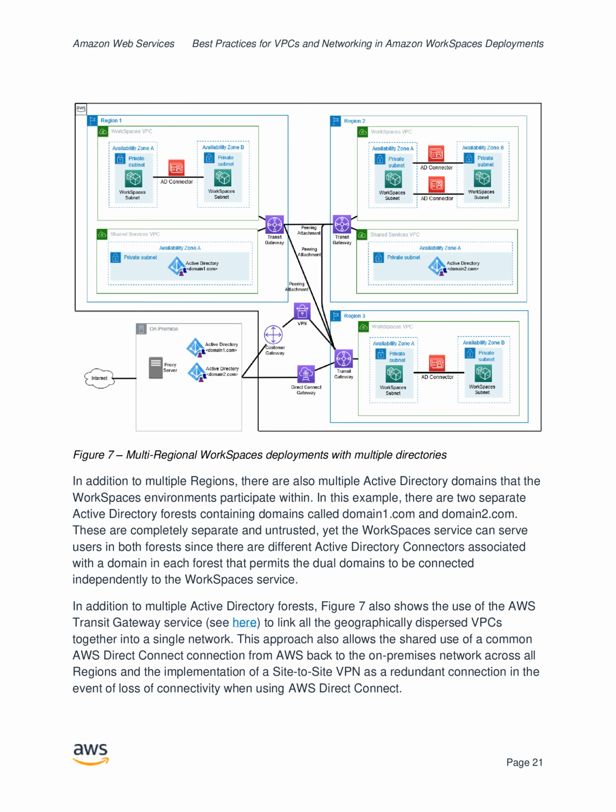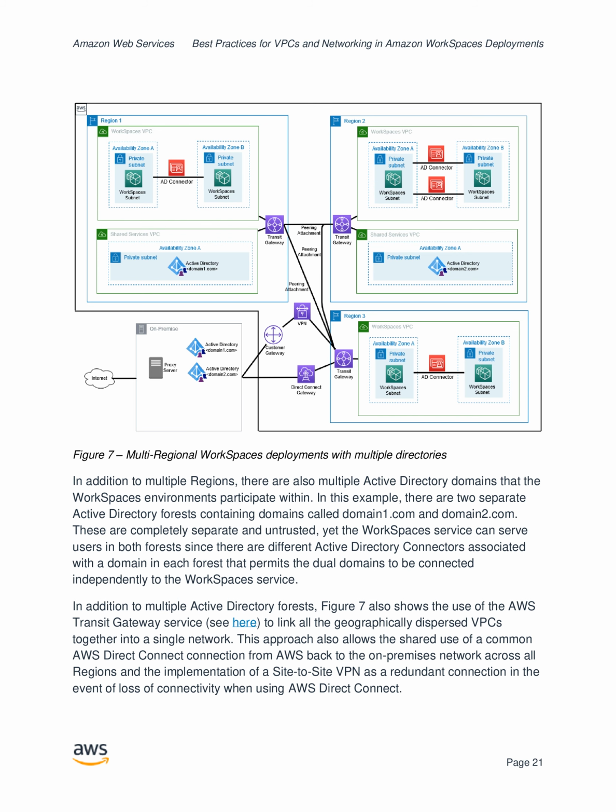In addition to multiple regions, there are also multiple Active Directory domains that the WorkSpaces environments participate within. In this example, there are 2 separate Active Directory forests containing domains called domain1.com and domain2.com. These are completely separate and untrusted, yet the WorkSpaces service can serve users in both forests since there are different Active Directory connectors associated with a domain in each forest that permits the dual domains to be connected independently to the WorkSpaces service.